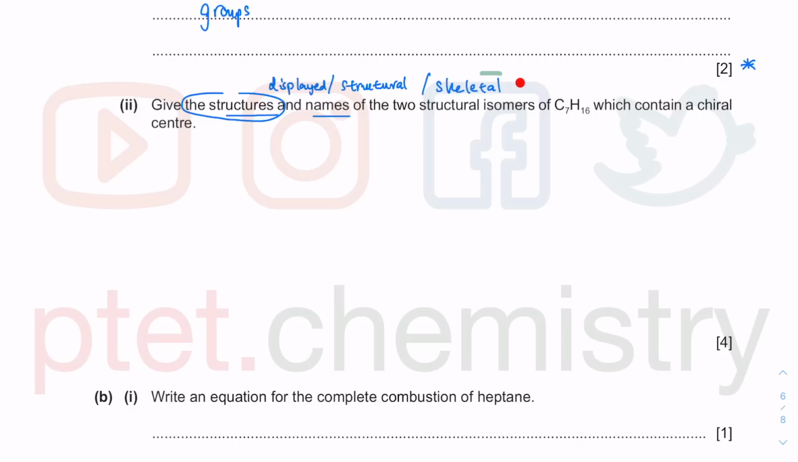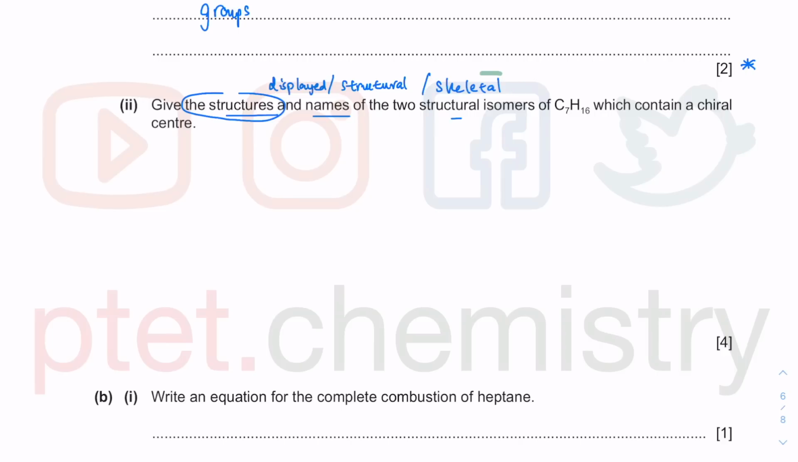No matter how much you hate it, you have to learn until you can do it properly, because in A2, there's no way you would draw displayed formula for such a big molecule. I mean, C7 is still okay, but sometimes you get rings and other big molecules where it becomes almost impossible. So master your skeletal whether you like it or not.